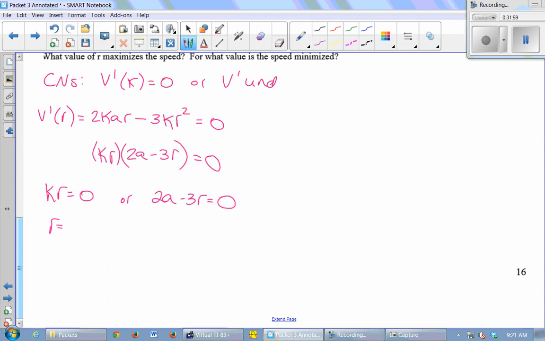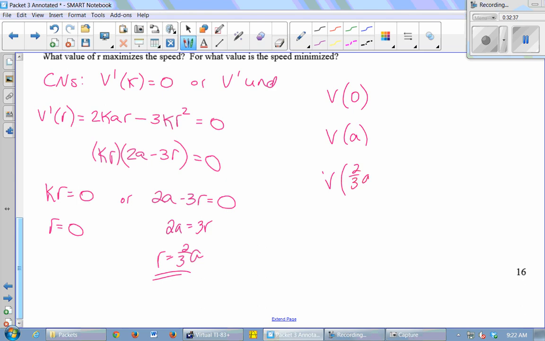So in this case, r would have to be 0. So I have a critical number at 0, which is also an endpoint of the interval, so I would have tested it anyway. Okay. Or I get 2a equals 3r, so solving for r is 2/3 a, another critical value. So then I have to check my velocity at each endpoint of the interval, 0 and a, and at my critical value, 2/3 of a.